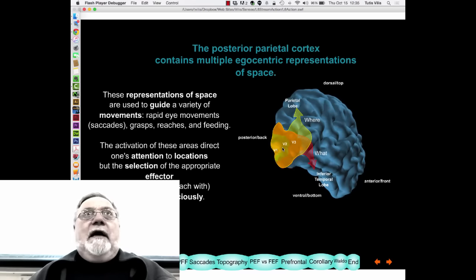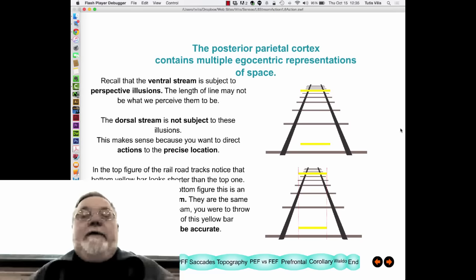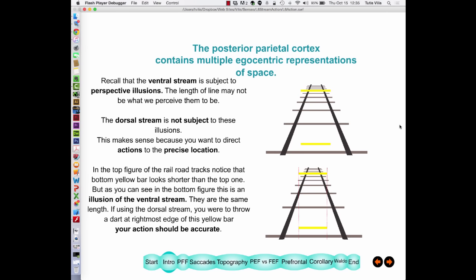And one's attention is focused when we make a movement onto whatever object we're going to make a movement to. But the movement itself is unconscious. So we don't think about the details of reaching for this mouse. We just say, okay, it's the mouse I want to reach for. The other thing that's different is that in the What stream, we are conscious of the things that we see. The other thing that's different is that in the What stream, we have these perceptual illusions.